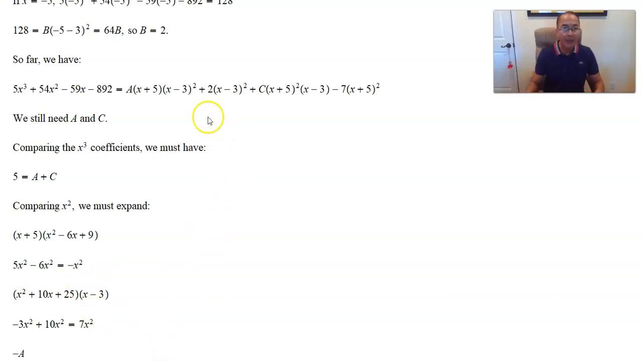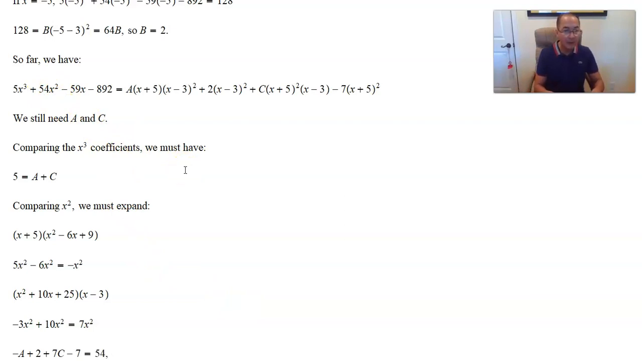Okay. The second term, we have x squared times 2, so plus 2. And then the third, we expanded it over here, and we get 7x squared. So we'll get plus 7c. Okay. And the last one has x squared and minus 7, so minus 7. Okay, so that must be the x squared equal to the coefficient on the left, which is 54.